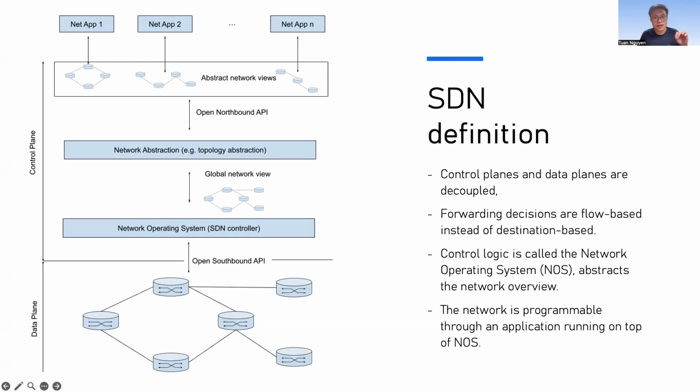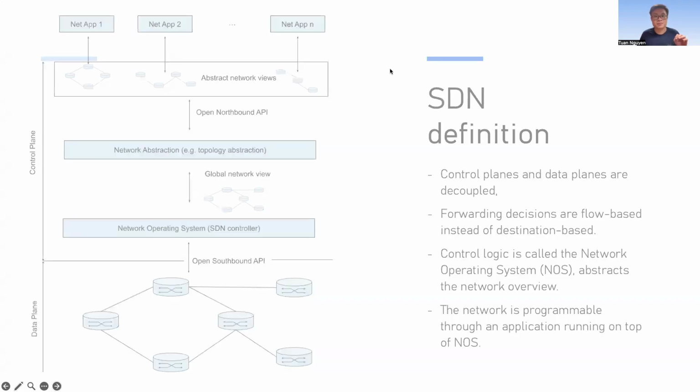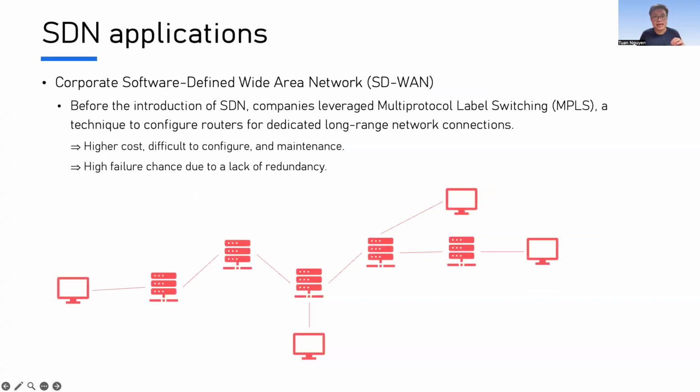The control logic of SDN, also known as Network Operating System (NOS), will abstract the network view. SDN must provide programmable property for the network application running on top of NOS. The development of SDN allows corporations to improve their network system to transmit over a wide area. We first need to know how corporations dealt with long-range network before SDN was introduced.